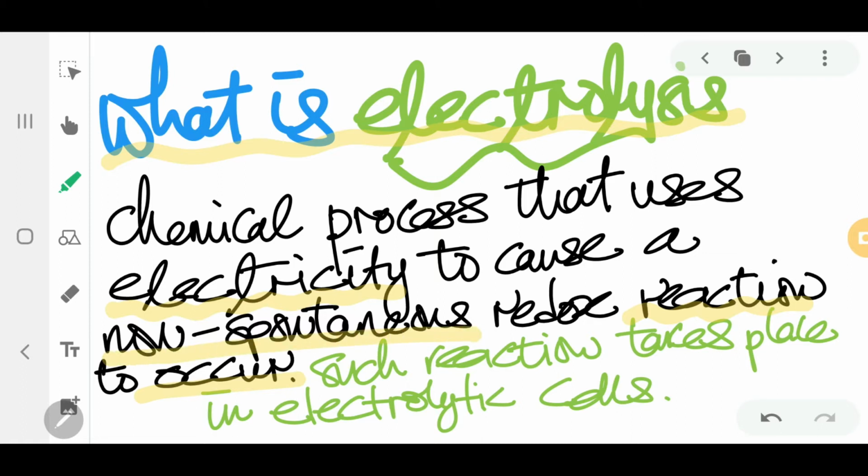It's different if you compare with a galvanic cell, in which you don't have to supply electricity, because in a galvanic cell the chemical energy is converted into electricity. So this is the opposite of what we learned about the galvanic cell in the previous videos. So remember, electrolysis is the process that uses electricity to make a non-spontaneous redox reaction happen, and this is the process for electrolytic cells.